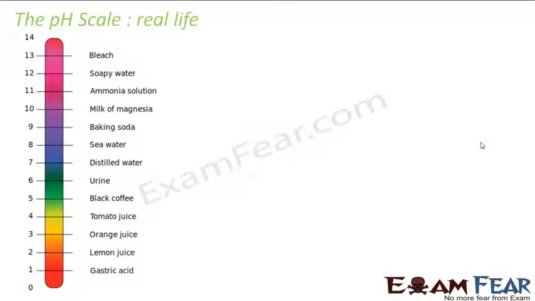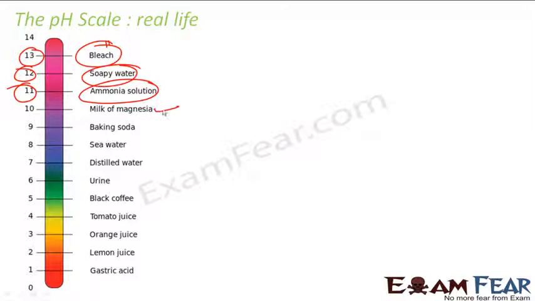Correct. So there's a pH scale. In real life, if you want to find the pH, bleach, which we don't use normally, but your moms or sisters may be using, the creams, has a pH of 13. The soapy water has pH 12. The ammonia solution has pH 11. The milk of magnesia has pH 10. Baking soda used in cooking has a pH of 9.